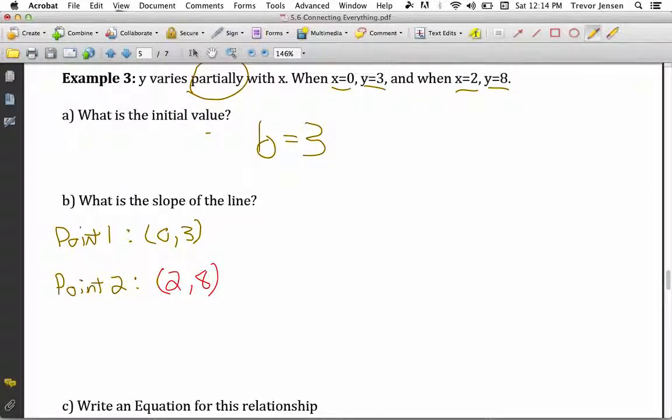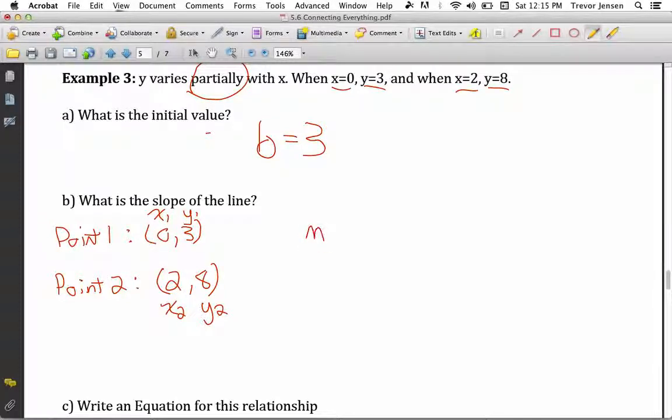Now label these points. Our first point is going to be our first x coordinate and our first y coordinate. The second point is going to be our second x coordinate and our second y coordinate. Remember, every point has an x and a y coordinate. So our first point is x1, y1. Our second point is x2, y2.